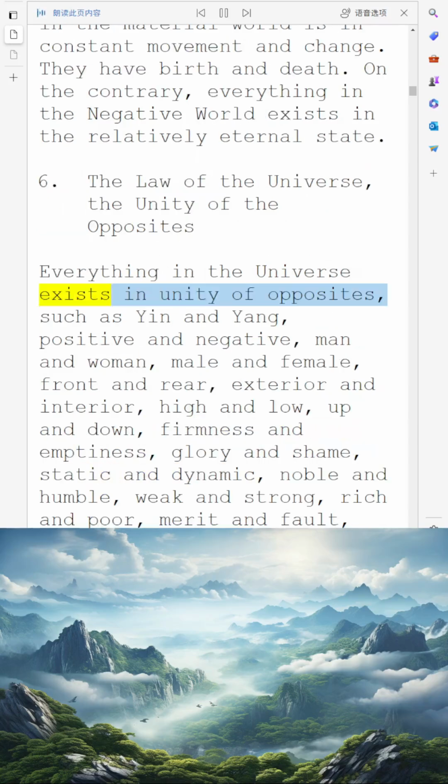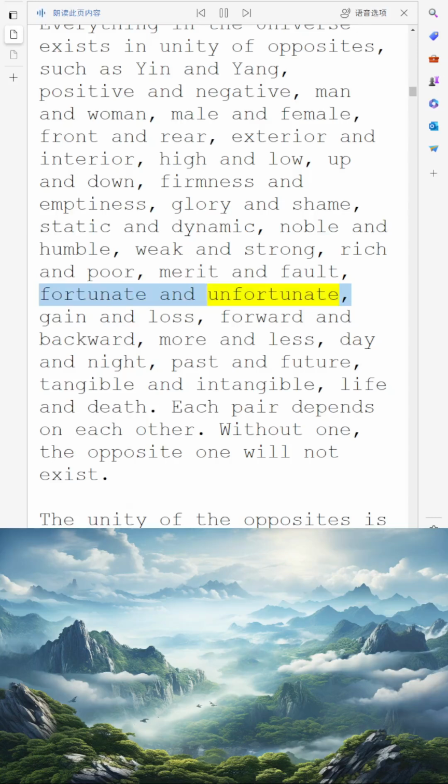Everything in the universe exists in unity of opposites, such as yin and yang, positive and negative, man and woman, male and female, front and rear, exterior and interior, high and low, up and down, firmness and emptiness, glory and shame, static and dynamic, noble and humble, weak and strong, rich and poor, merit and fault, fortunate and unfortunate, gain and loss, forward and backward, more and less, day and night, past and future, tangible and intangible, life and death.